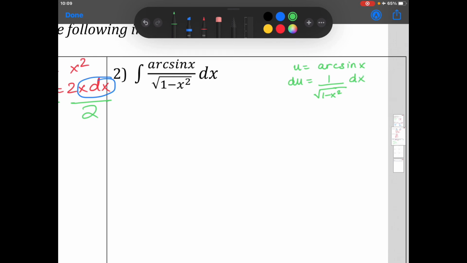Now look at it. What do I have and what do I want to replace? I have this, and I want to replace it with du. So your arcsine is u, and that would be du. So the integral of u is u squared over 2 plus c. I'm going to substitute back my u, which is arcsine of x, squared over 2 plus c.